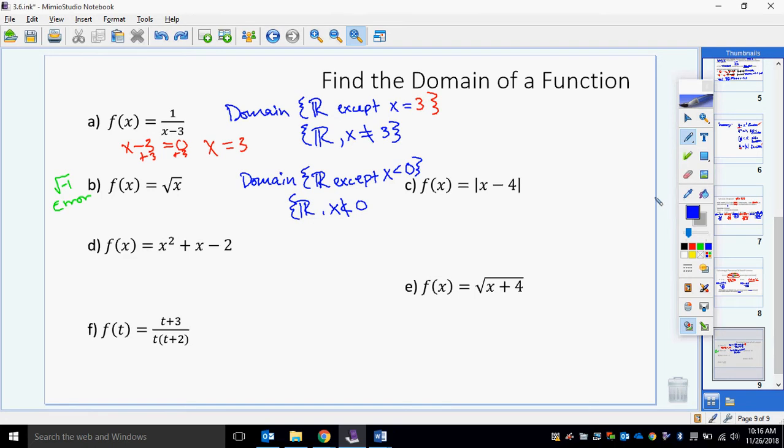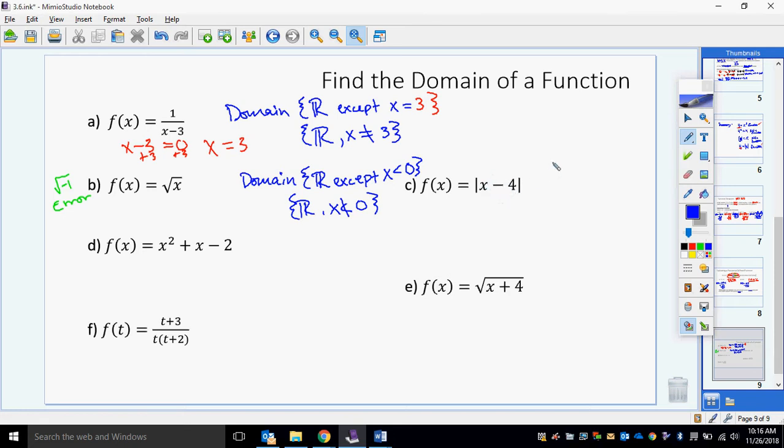Okay, let's look at part C. F of x equals the absolute value of x minus 4. Are there any numbers that we can't plug in for x? So we want to think about 0, we want to think about positive numbers, we want to think about negatives.